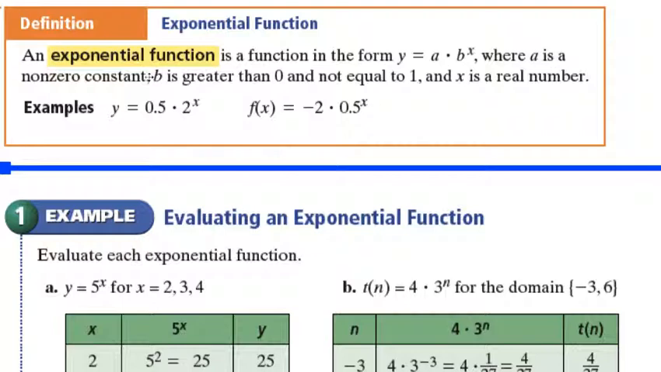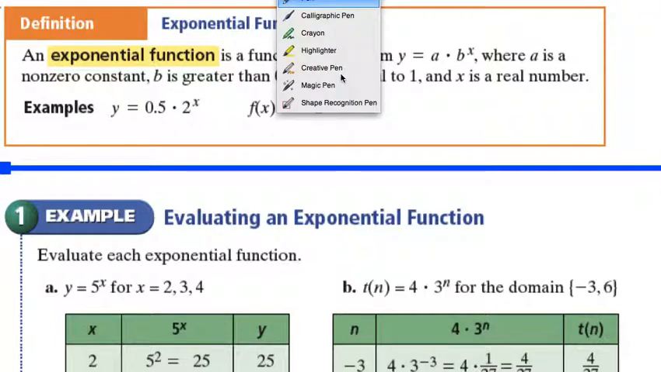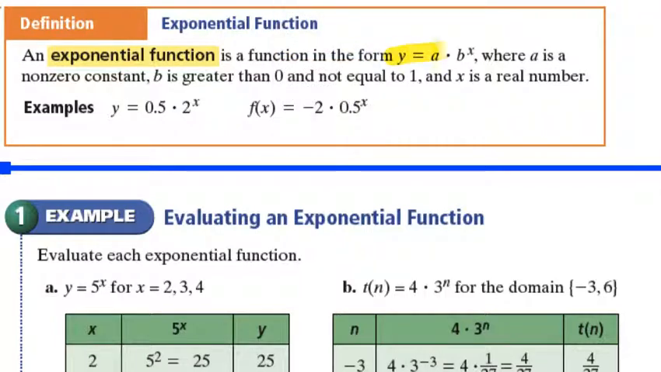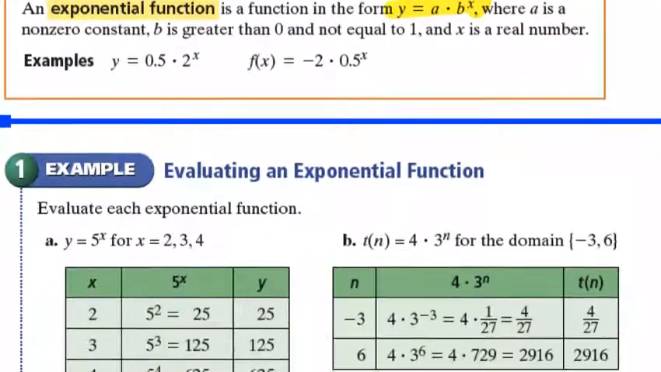An exponential function, first and foremost, let's go over that, can be written in the form y equals a times b to the x. Now, if you remember from 8-6, very similar to the geometric sequence. The only real difference is the fact that you're not subtracting 1 from your power. All right, let's go ahead and take a look at this example.